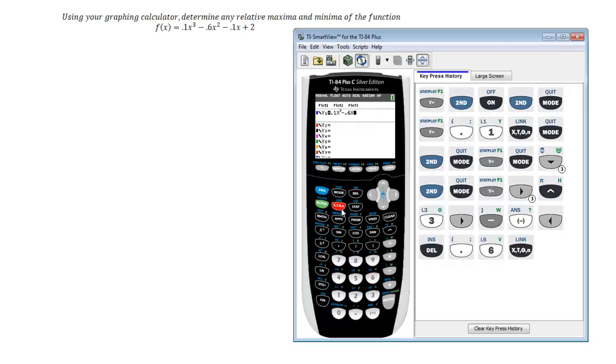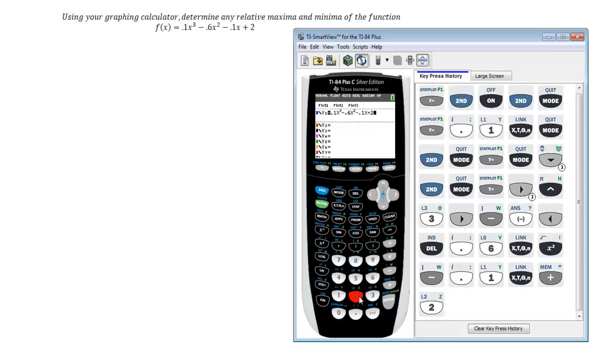We're going to have minus 0.6x squared. We automatically have a squared key here because we use it so often. Then we minus, or subtract, 0.1x, and then we add 2 at the end. So hopefully we can all plug that into our calculator.